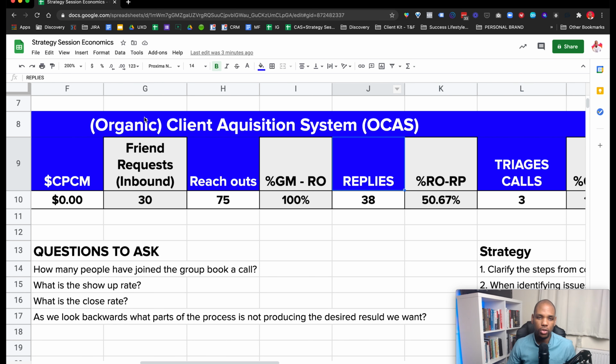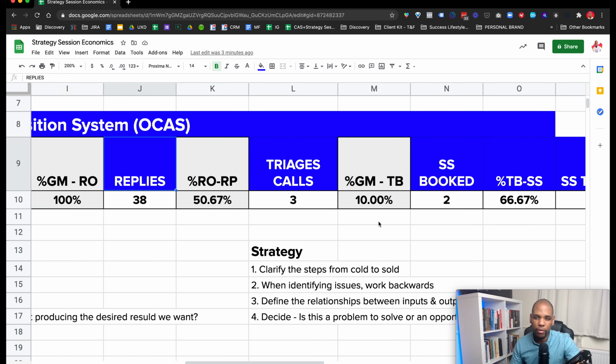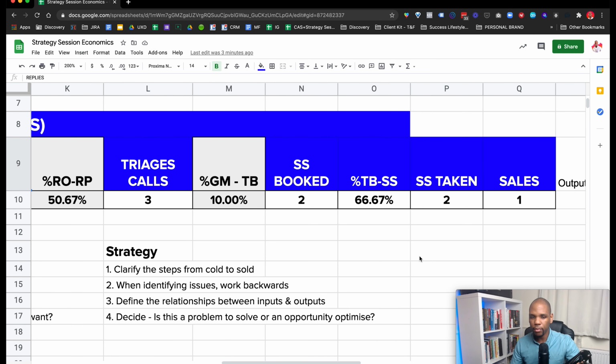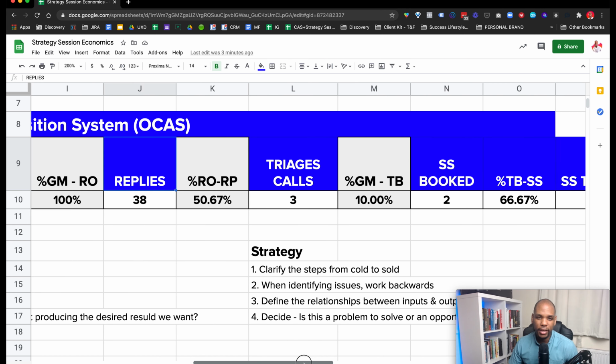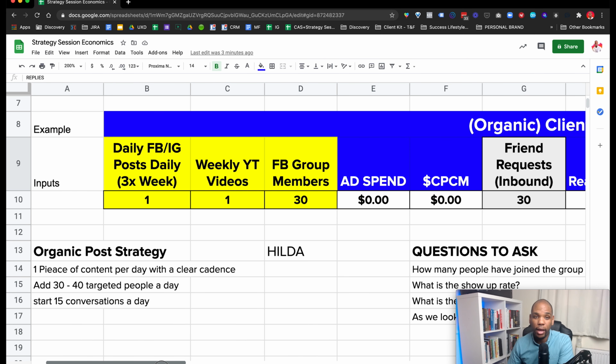I call this the OCAS, your organic client acquisition system. And the key thing here is to make sure that the metrics you're focusing on are in line with the goals that you want to achieve. So many people are focusing on branding, changing graphics and logos and all this stuff. But if you were to ask them, what actually is your client acquisition system, they would have absolutely no idea. So this is a simple spreadsheet that you can go and rebuild yourself. And the goal here is to really pay attention to the numbers that matter. And the more you focus on the numbers that matter, the better able you will be to grow your business.